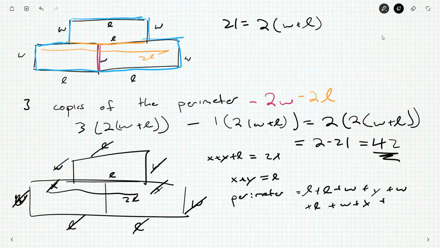plus W. Now these guys together come to be L, so we get 4 L's plus 4 W's. And that's 2W plus L. So that's another way to see it if you were not comfortable saying, it's 3 perimeters minus some overlaps. Okay, that's another perfectly fine way to do it. So there's 3A done 2 different ways for you. Sorry, 3B done 2 different ways for you.